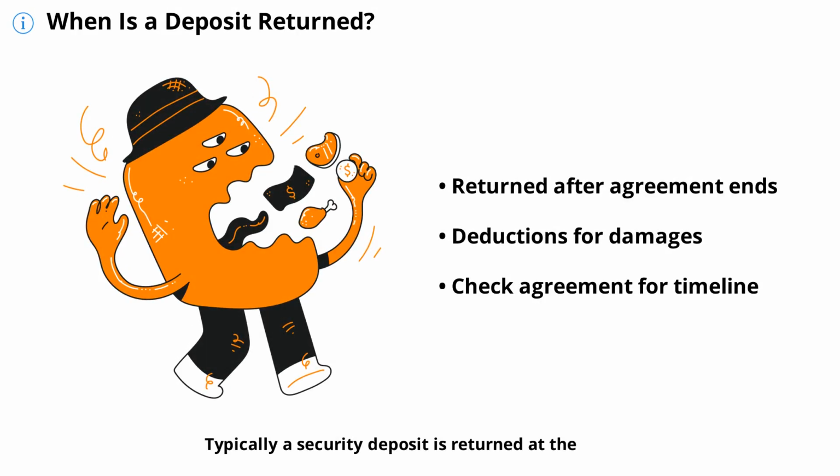Typically, a security deposit is returned at the end of your lease or service agreement, provided you've met all the terms. This means paying all bills, leaving the property or equipment in good condition, and fulfilling any other obligations. If there are damages or unpaid amounts, the owner can deduct those costs from your deposit before returning the balance. The process and timeline for returning deposits can vary, so check your agreement for details.